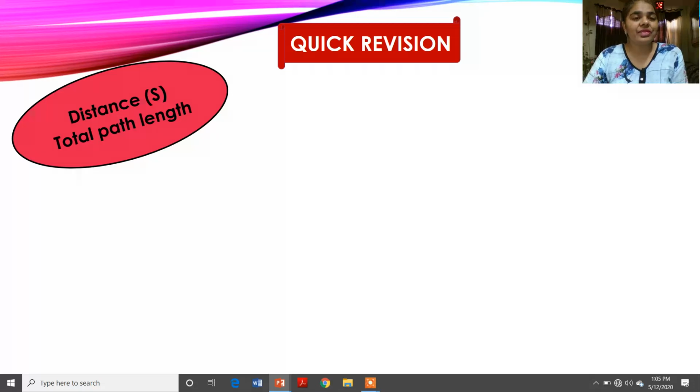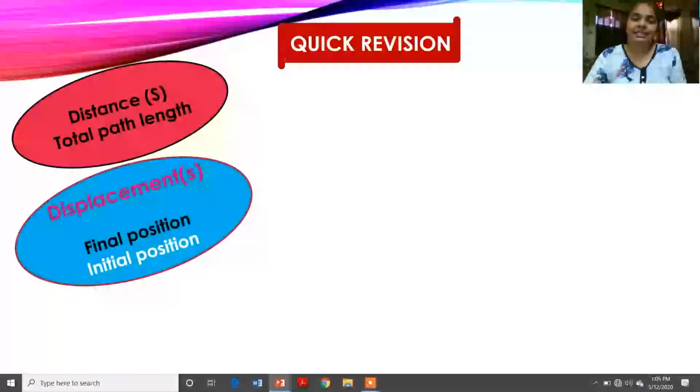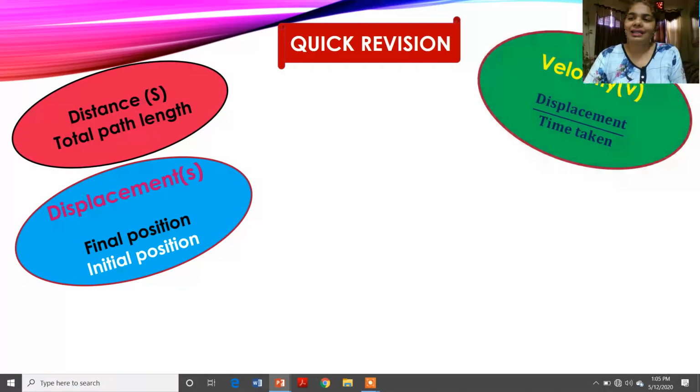The first physical quantity that we have studied was distance. Yes, distance is total path length, the path that is covered by the object. And next is displacement. It is a straight line distance from initial to final position. That means it doesn't depend upon the path followed. It is a vector quantity. And third is velocity.